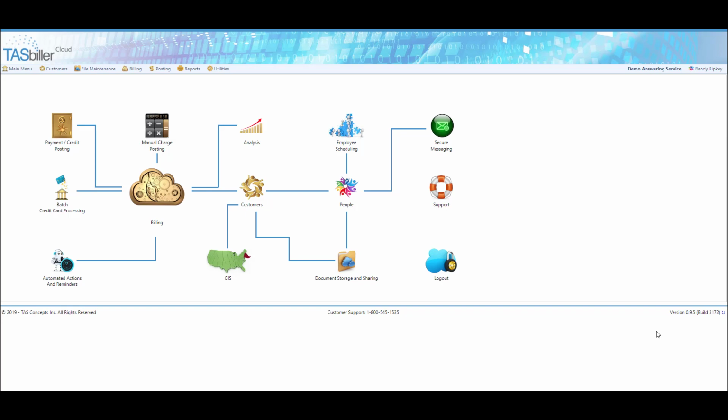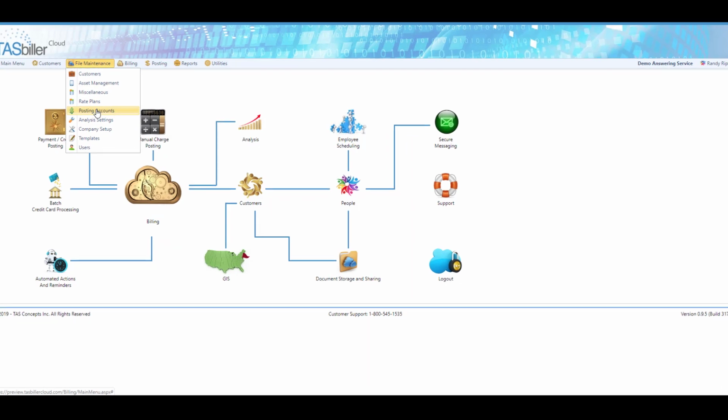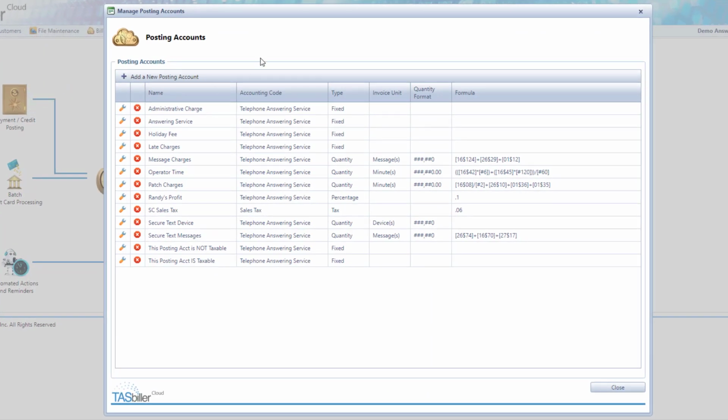Today we'll be talking about posting accounts in file maintenance. So we go to the File Maintenance menu and select Posting Accounts. And you'll be presented with a grid listing the posting accounts in our system. Posting accounts primarily are the charge items that appear on the client's invoice, but they're actually used in several different parts of the program. Again, from this grid we can edit or delete posting accounts.